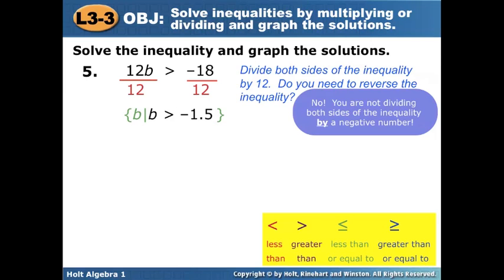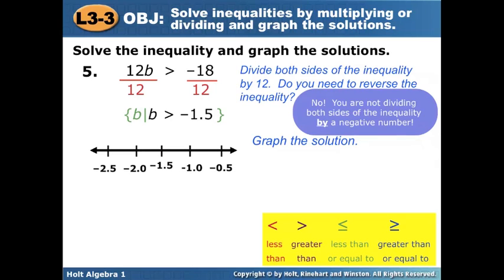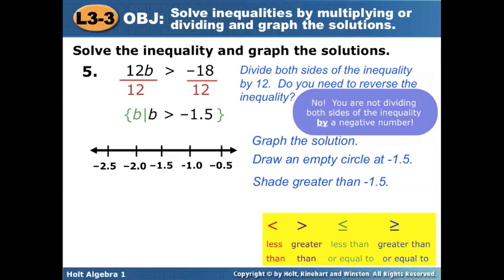Write your answer in set notation. So we have the set of all b's such that b is greater than -1.5, and we'll graph the solution on a number line. Put -1.5 in the center, do 2 less than and 2 greater than -1.5. Remember to keep your counting consistent on your number line. We'll have an open circle on the -1.5 and shade towards the greater than side. Make sure you're also shading your arrows on your number line.